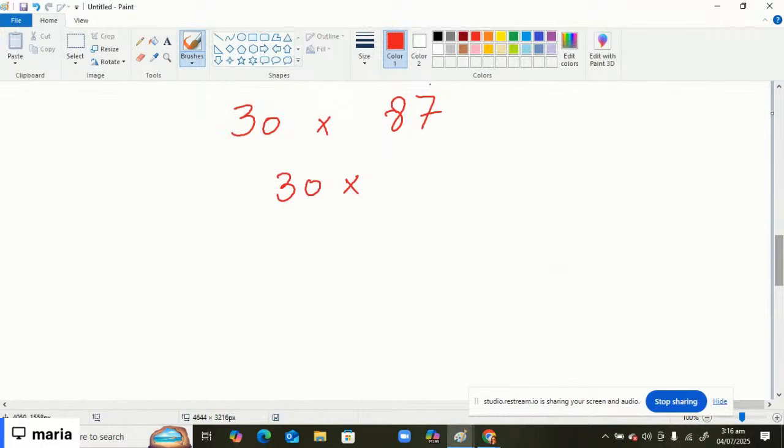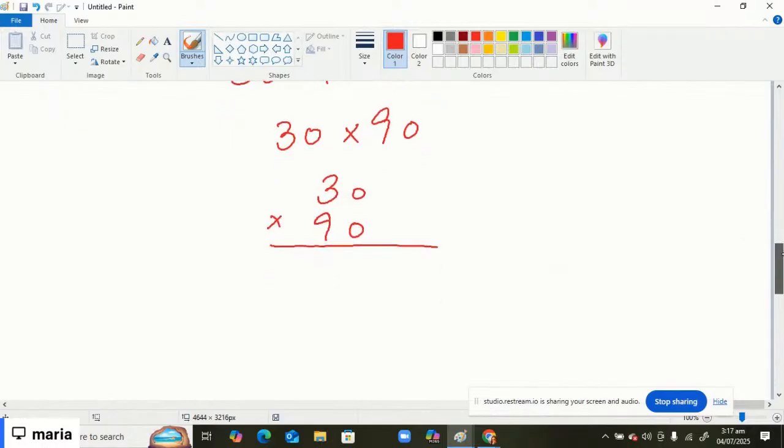So you guys tell me in the chat, can 87 be rounded up or rounded down? And after rounding, what is the answer for 87? Tell me everyone in the chat, I'm waiting. So 7 is greater than 5, so 8 can be changed into 9 and 7 can be changed into 0. So this is 90. Now 30 times 90.